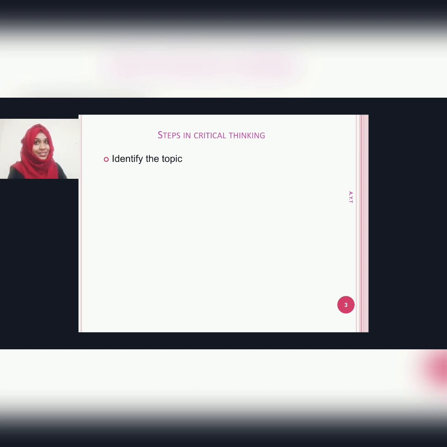There are some questions where, even if you read the stem of the question, you cannot identify the topic. For such questions, we will read the options to get clues and cues. So this is the first and foremost step: identify the topic. What is the next one?